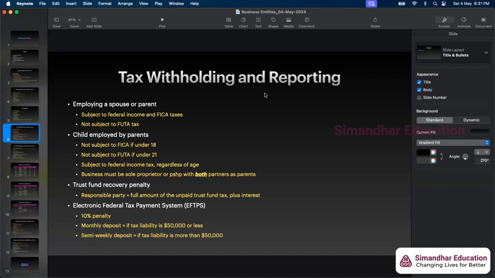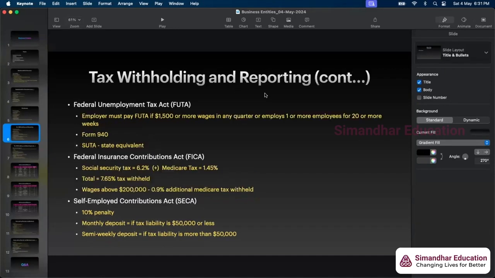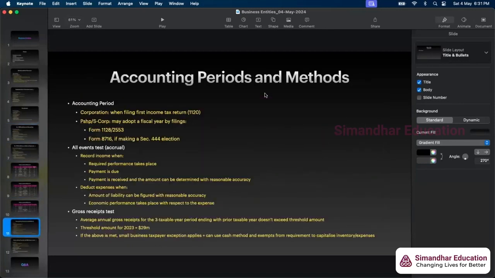Gaurav, can you just explain the economic event that should take place? You're talking about the all events test? Okay. Economic performance takes place with respect to the expense. Basically, suppose it is services we should have performed or something like that.